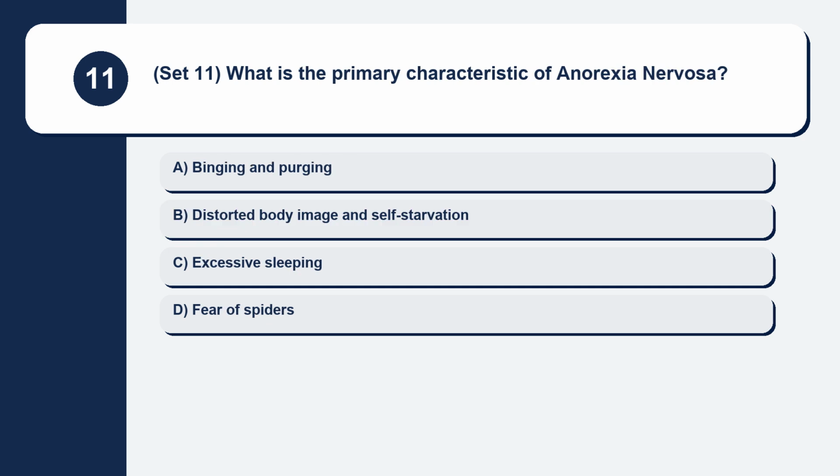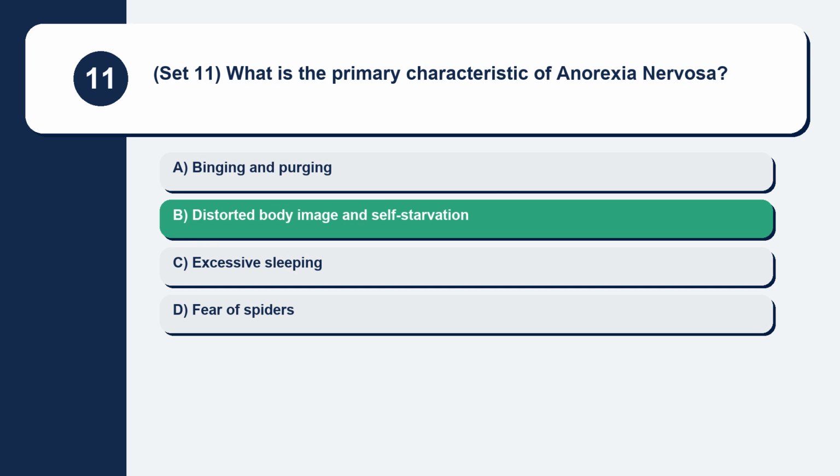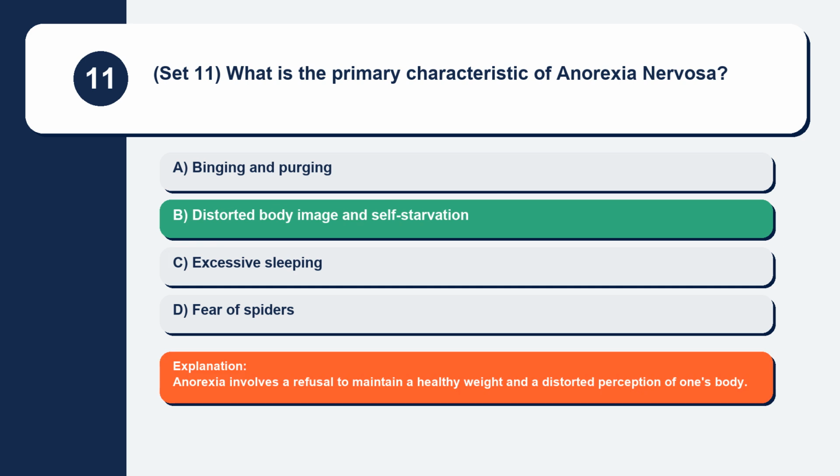Question 11. Set 11. What is the primary characteristic of anorexia nervosa? Binging and purging, distorted body image and self-starvation, excessive sleeping, fear of spiders. Anorexia involves a refusal to maintain a healthy weight and a distorted perception of one's body.